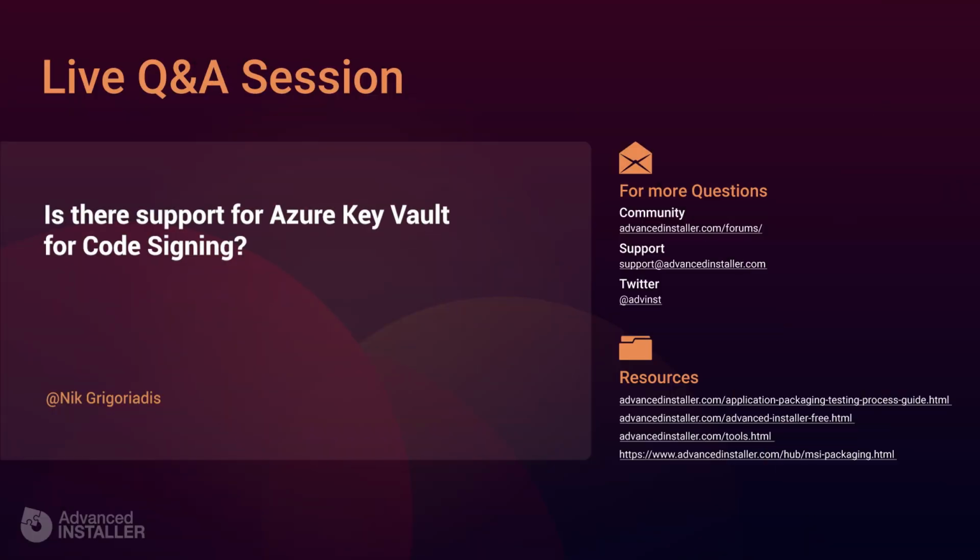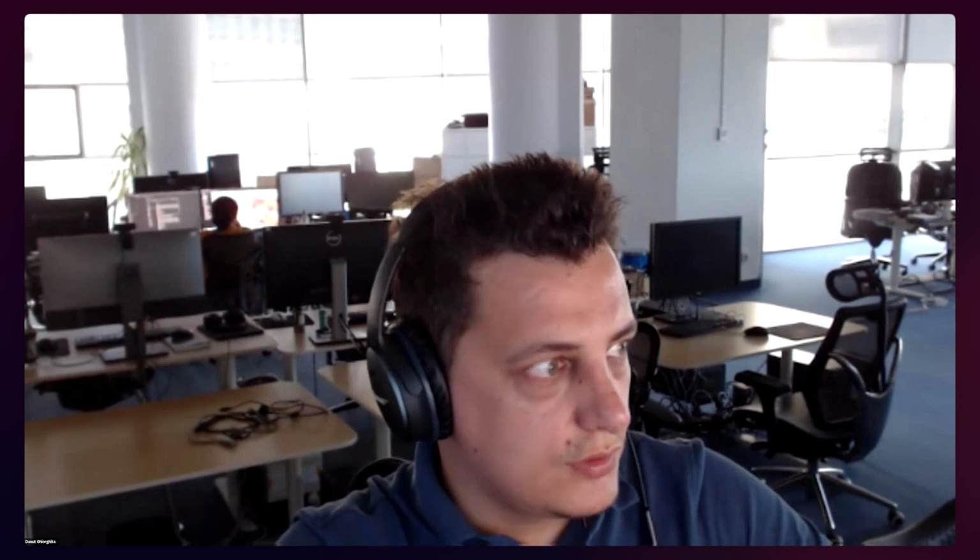Is there support for Azure Key Vault for code signing? Yes, so for signing, in my case, I've used a PFX file, but you can also use Azure Key Vault or trusted signing, artifact signing, I think it should be named, where you can use the digital signature functionalities available starting with the professional edition. That means you have access to it starting with the professional edition.